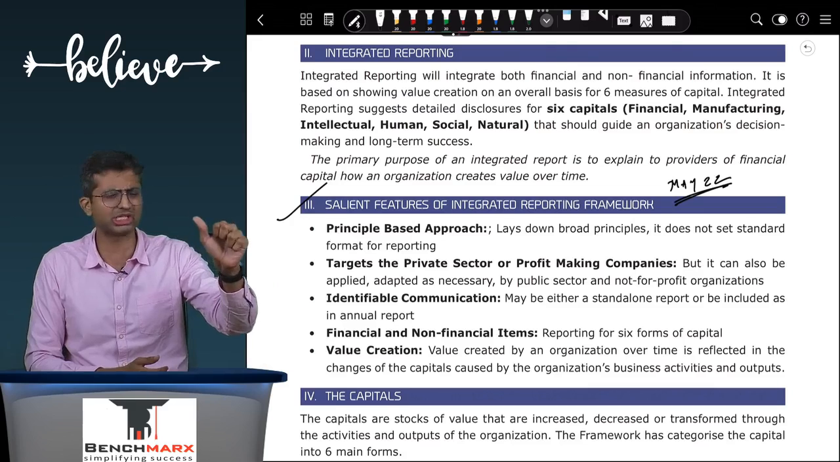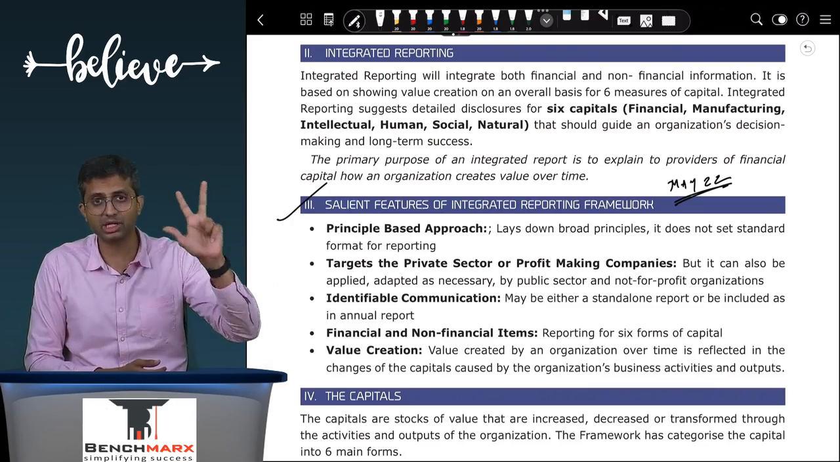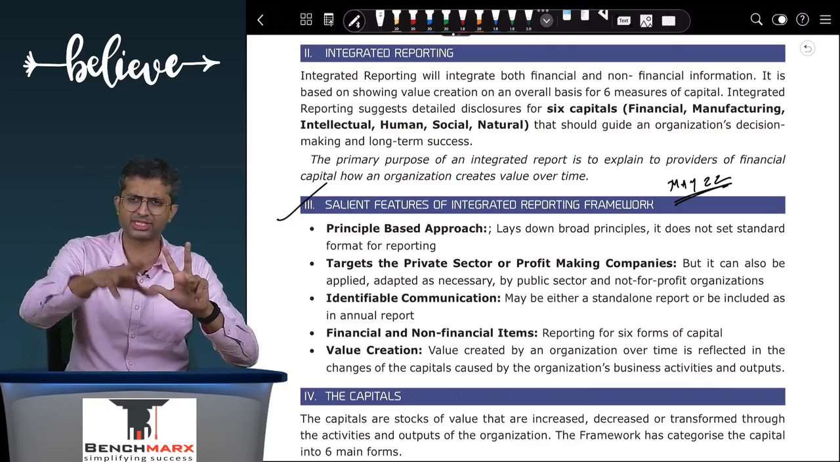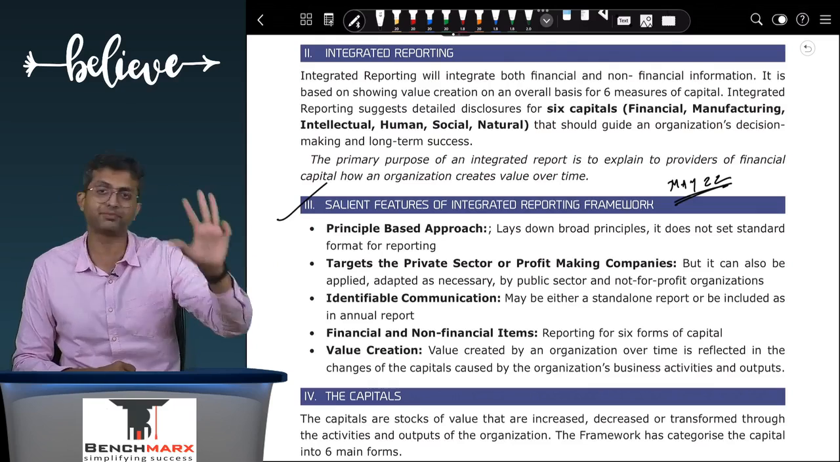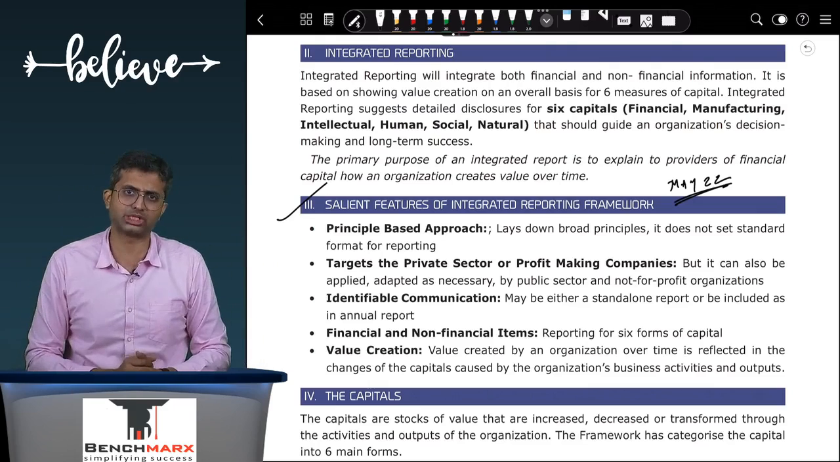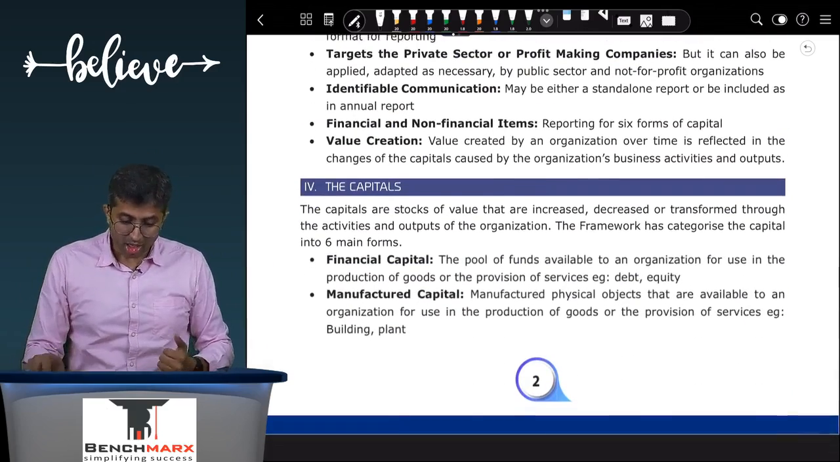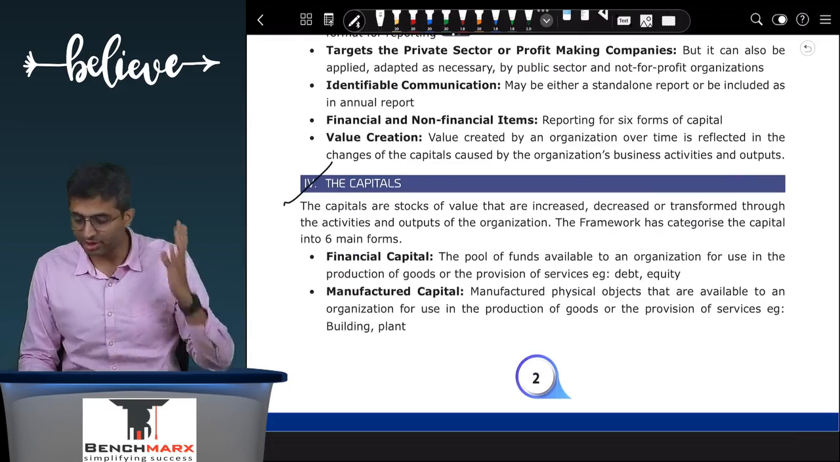So 5 salient features. It's a principle based framework that targets largely the private sector. It has an identifiable communication which can be standalone or a part of a report. It has to depict financial as well as non-financial forms of capital, and lastly has to show how the entity creates value.